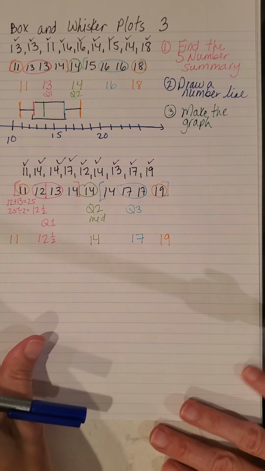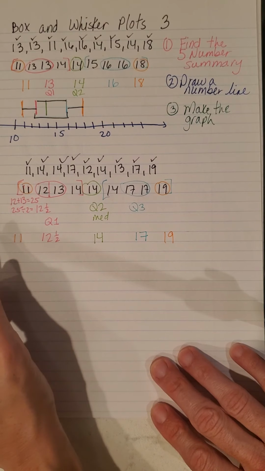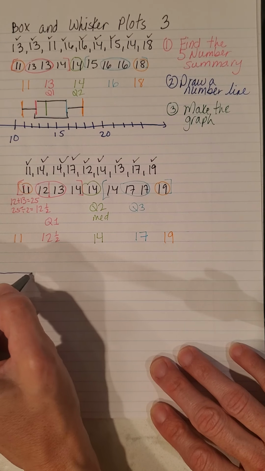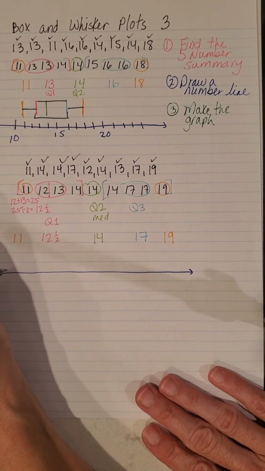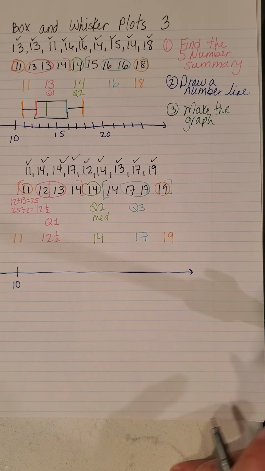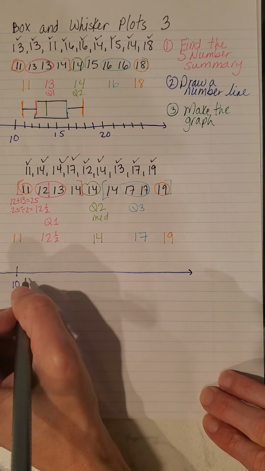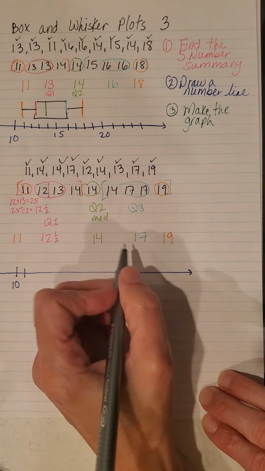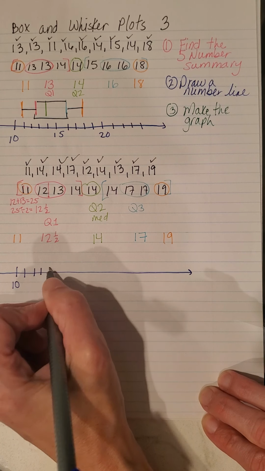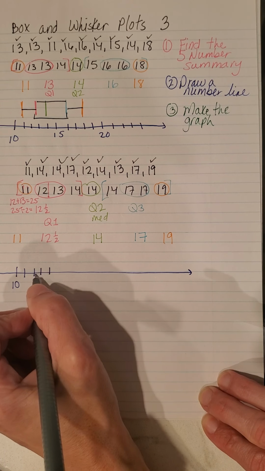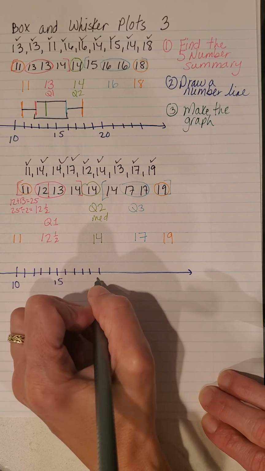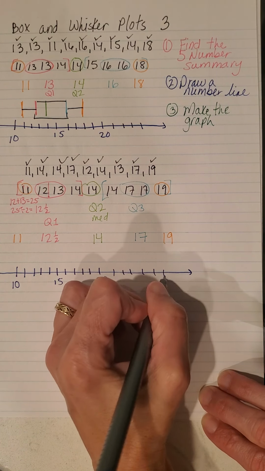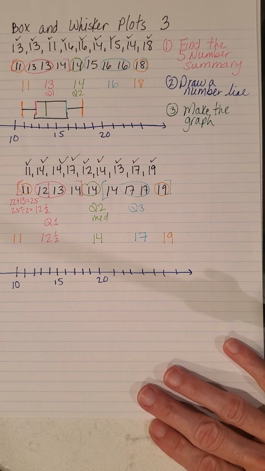The next thing I'm going to do is draw my number line. And the smallest is 11, so again I can start at 10 if I want to. And I can go from 10 to 20, or I can go bigger than that. You can start from 0 and go to 20. You just need to make sure the first number is not an 11 and the last number is not a 19. Let's see, it's 11, 12, 13, 14, 15, 16, 17, 18, 19, 20. Doesn't even have to be a very big number line. It can be like that, or it can be really spaced out.